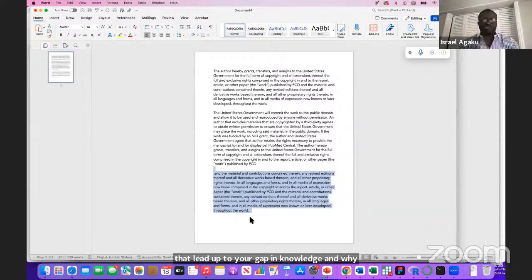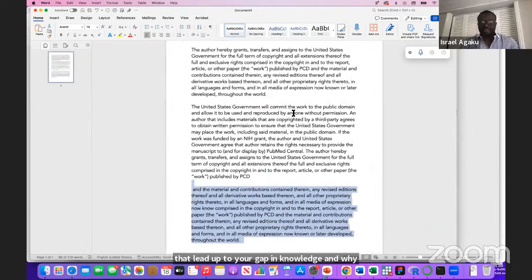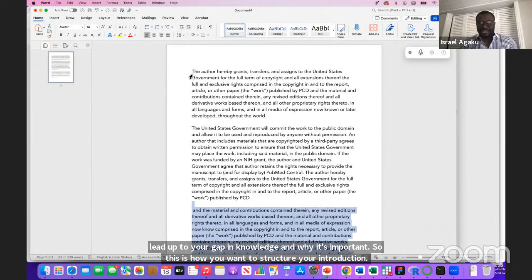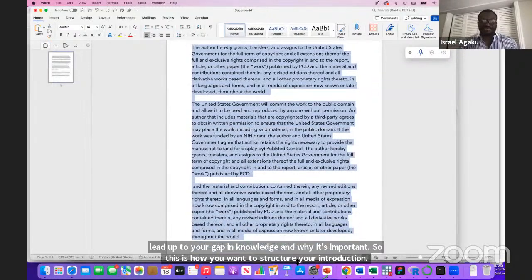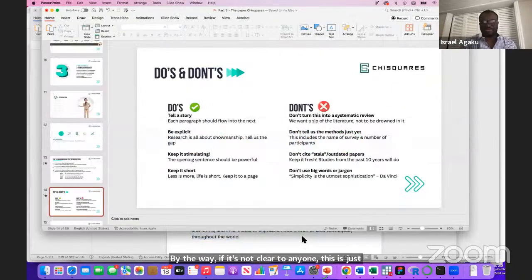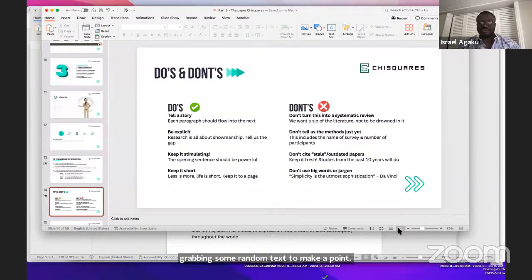So this is how you want to structure your introduction. By the way, if it's not clear to anyone, this is just dummy text. This is not actual text. We're just grabbing some random text to make a point. So that's what you should do. These are the do's. The don'ts: don't turn this in. This is not a systematic review.